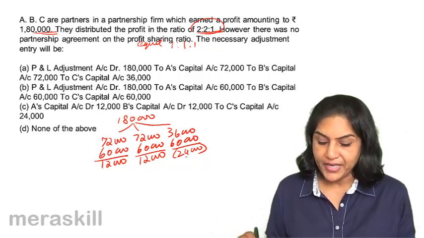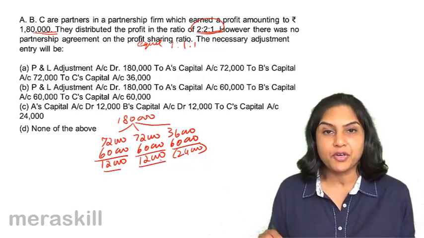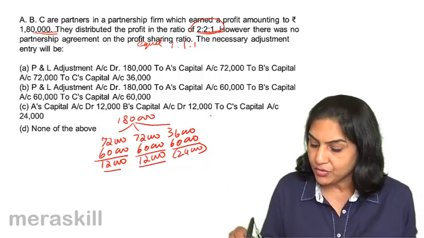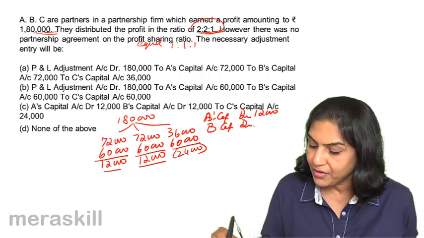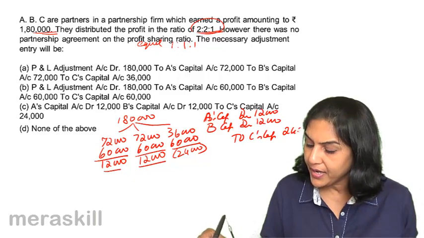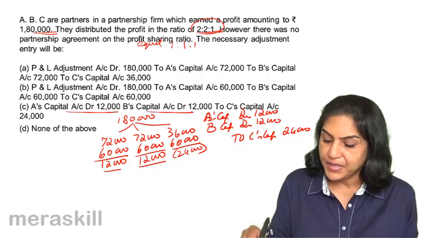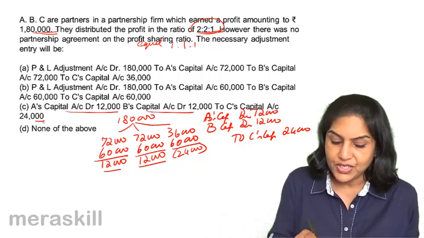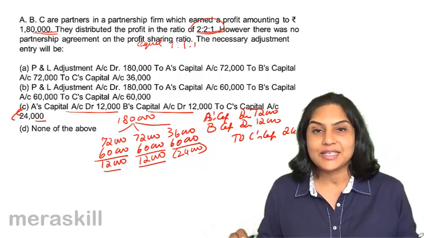Right? So how do we adjust this? Since A has been given more, B has been given more, let us reduce their capital accounts. So A's capital account debit. Let us reduce B's capital also, debit. By how much? Reduce it by 12,000, 12,000 and increase C's capital by 24,000. So the correct answer should be A's capital debit, B's capital debit, both 12,000 to C's capital 24,000. Therefore, the correct answer is option C.